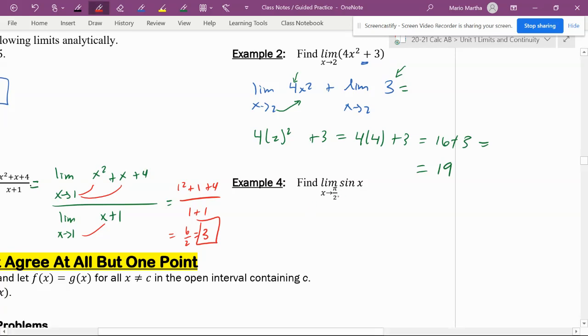So here we can plug it in without having any trouble. So we're looking at the sine of pi over 2, which is equal to positive 1.